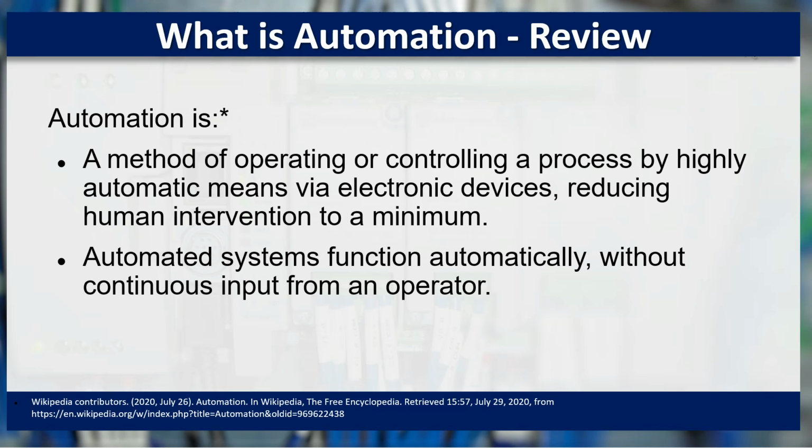Let's review what we mean when we talk about automation. Wikipedia defines automation as a method of operating or controlling a process by highly automatic means via electronic devices, reducing human intervention to a minimum. Basically, this means that automated machinery and systems will function automatically without a lot of manual intervention or continuous input from an operator.